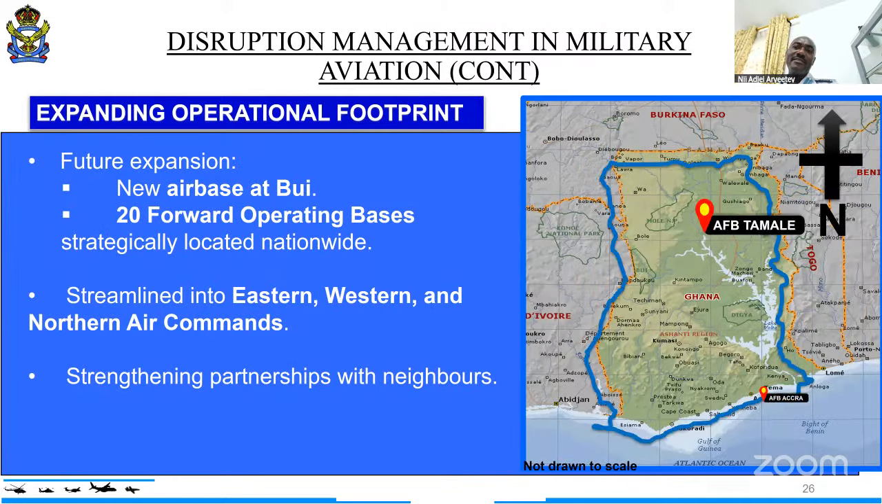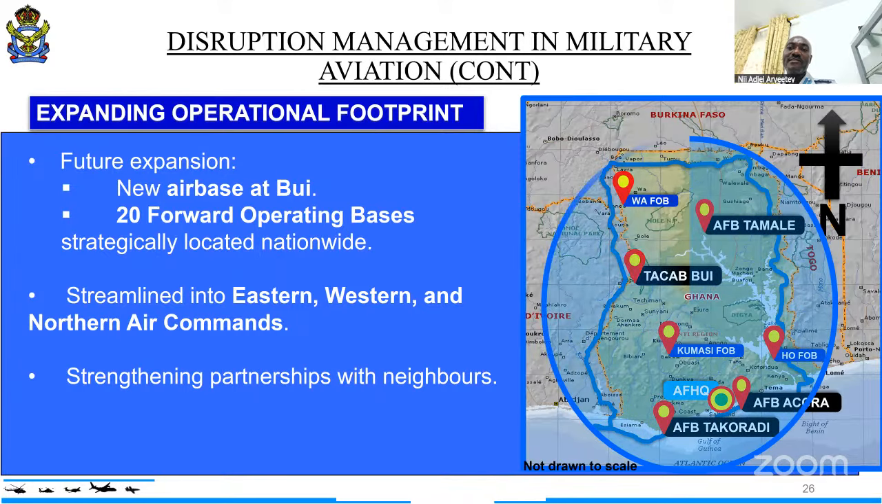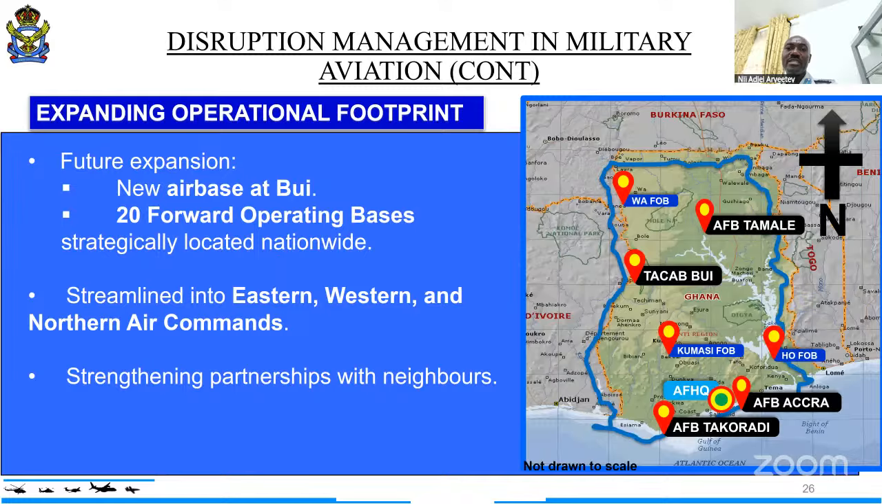If we look at the map in front of us now, we can see some positions we call the forward operating bases, which are scattered all over the country. Currently, we have 20 forward operating bases in Ghana, and we are cooperating seriously with our partners because aviation is a global dependent endeavor. We cannot achieve all our backups within the Ghanaian market. Next, please.